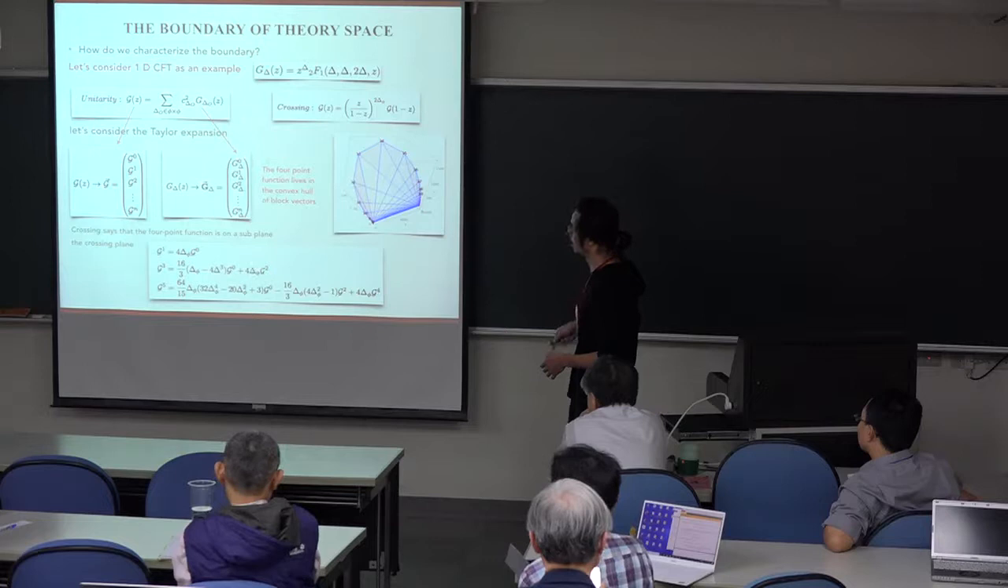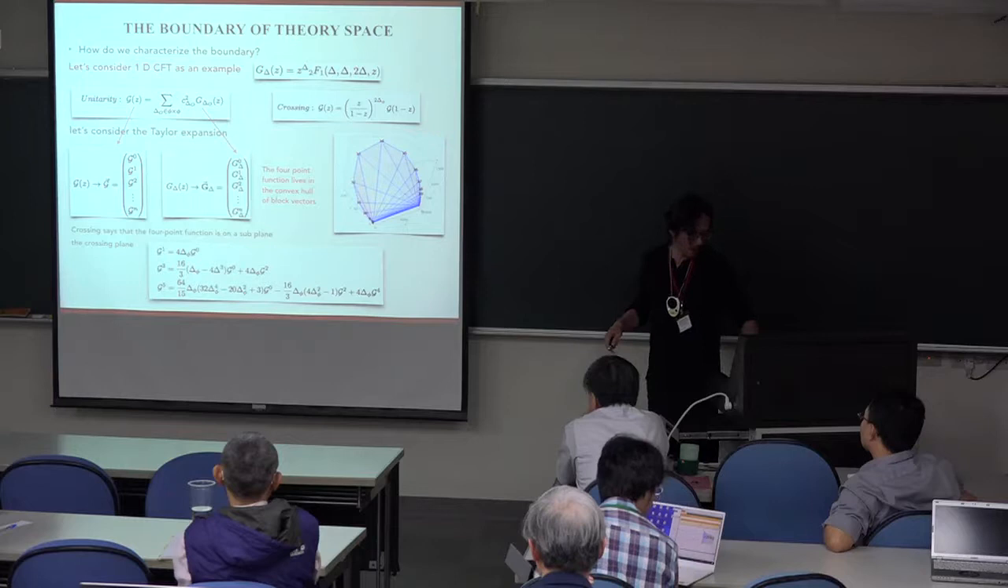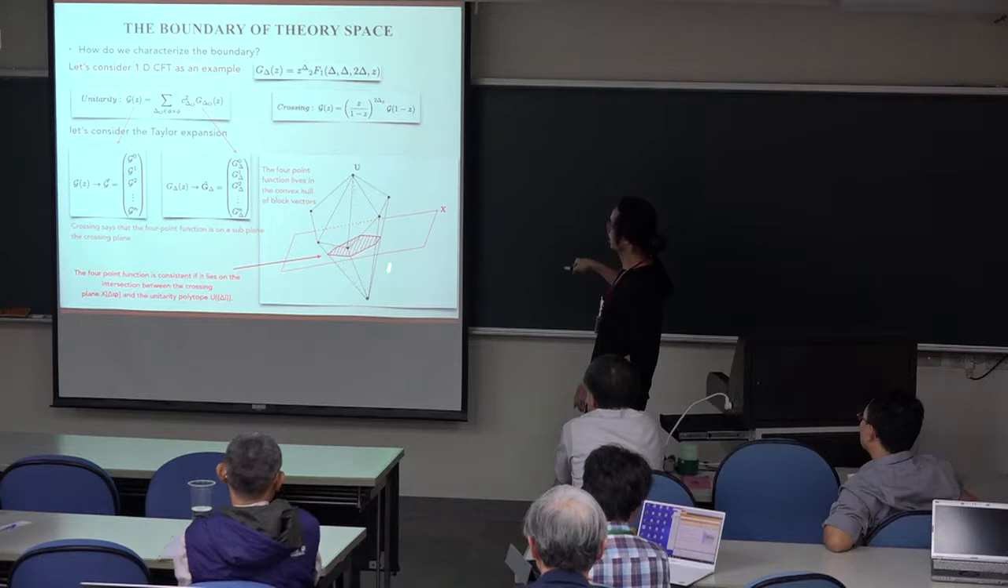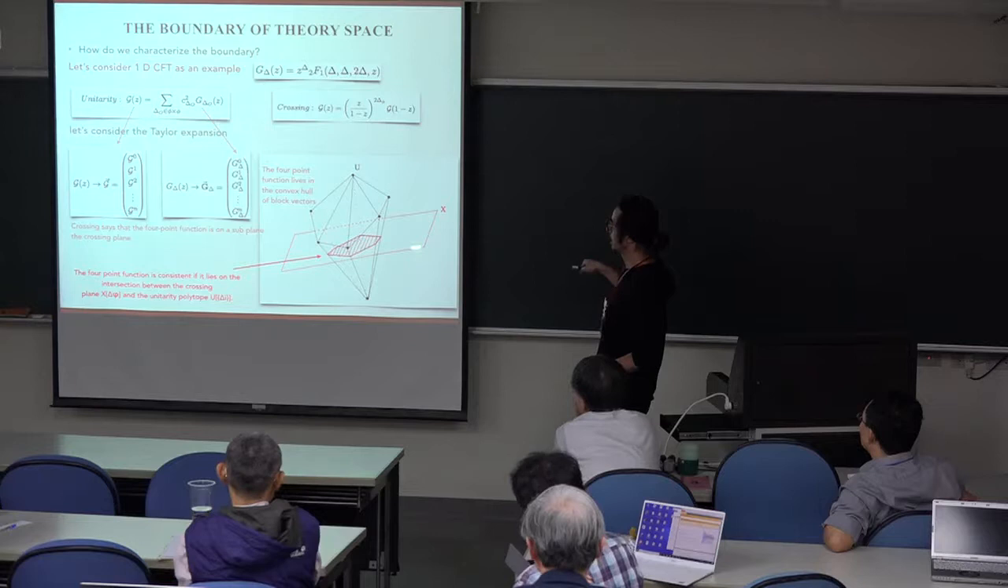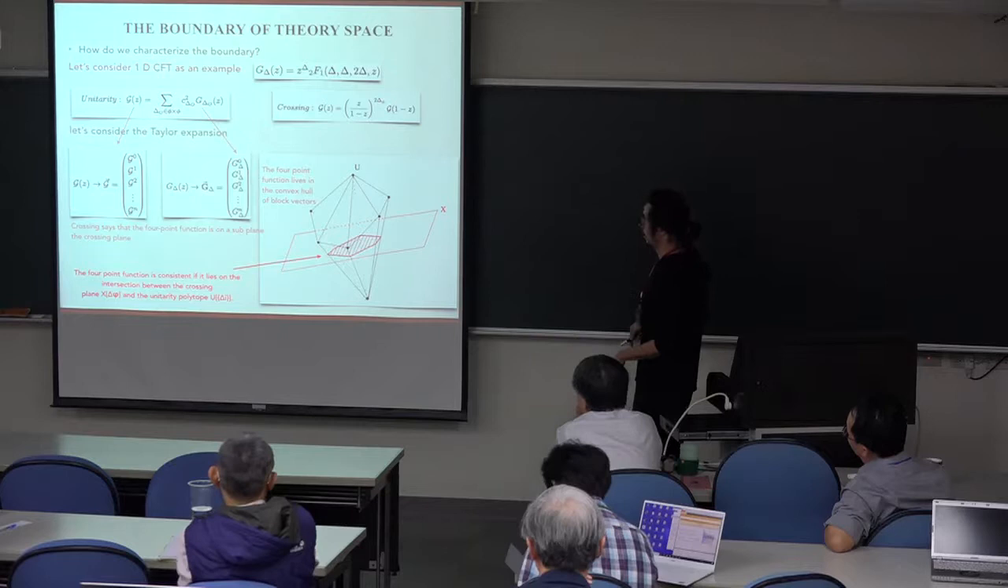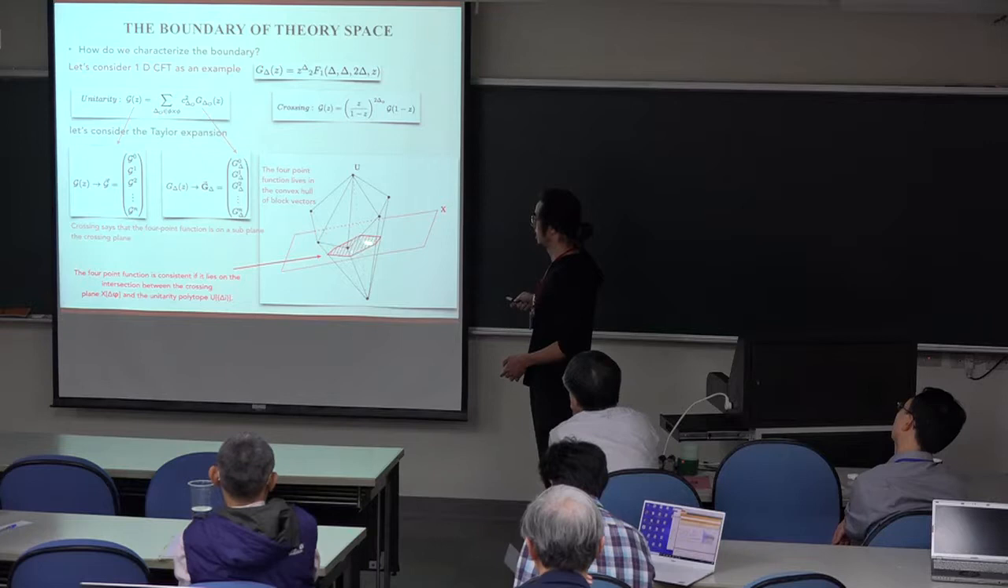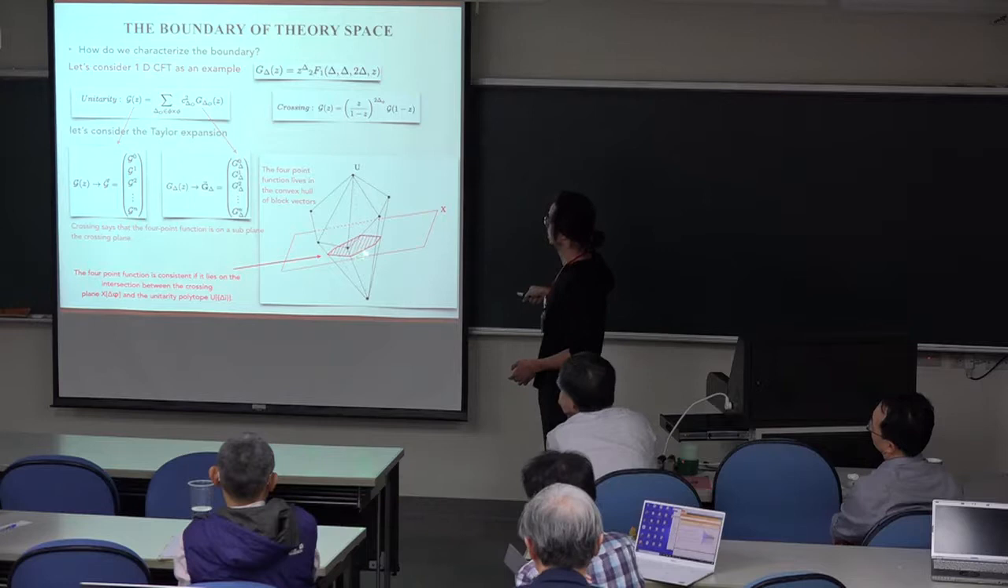So, in a nutshell, you have a geometry. The geometry is telling you that the blocks form a polytope, the convex hull, and the four-point functions must live on a subplane, and this subplane is intersecting this polytope. So this is the geometry of the problem. For any consistent CFT, the four-point function must lie within this region, the intersection of the unitary block, given by the convex hull of these vectors, and the crossing plane, which is determined by crossing symmetry.